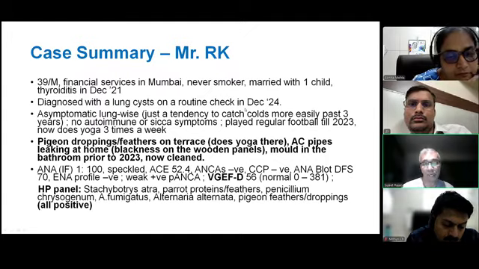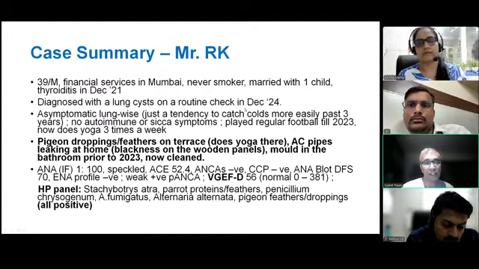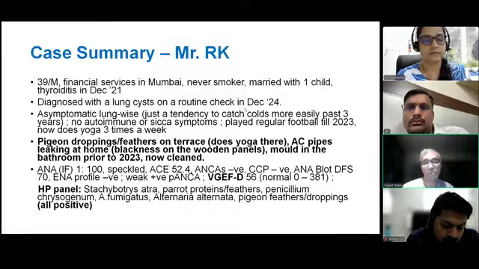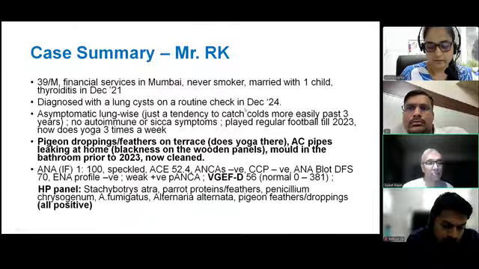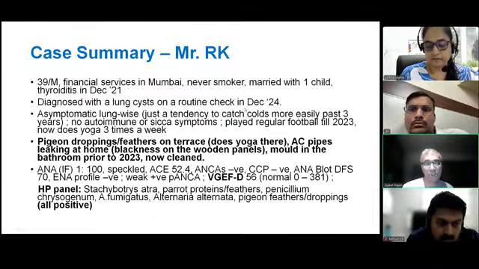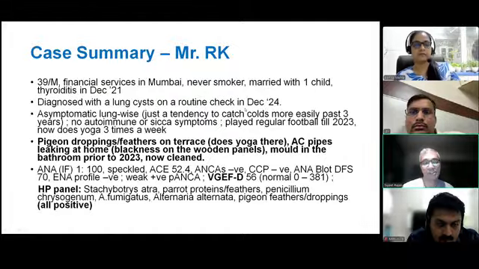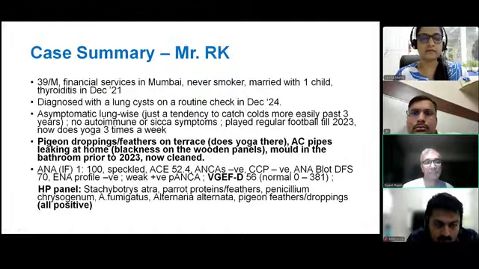His autoimmune panels, as you can see here, were largely negative. VEGF-D was normal, which we can do because of the ICMR lab we work with. And the HP panel was strongly positive. You can see these were the antigens that were positive. These were all positive: parrot, pigeon feathers, this. So next slide.